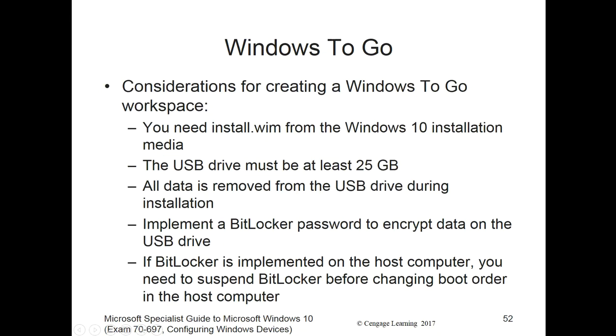Now, considerations for creating a Windows To Go workspace: you need install.wim from the Windows 10 installation media. The USB must be at least 25 gig. All data is removed from the USB drive during installation, so if you had anything on there, it's gone after we do the creation of Windows To Go. Implement a BitLocker password to encrypt data on the USB drive. If BitLocker is implemented on the host computer, you need to suspend BitLocker before changing the boot order in the host computer.